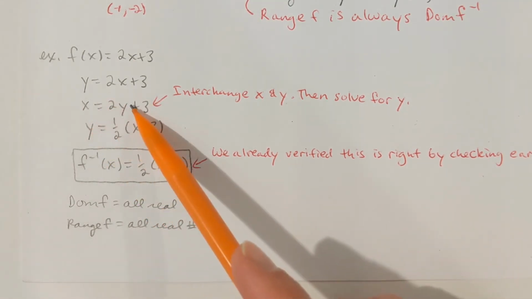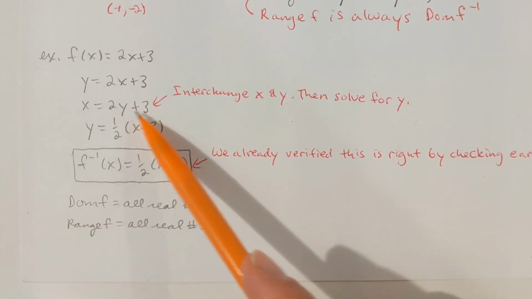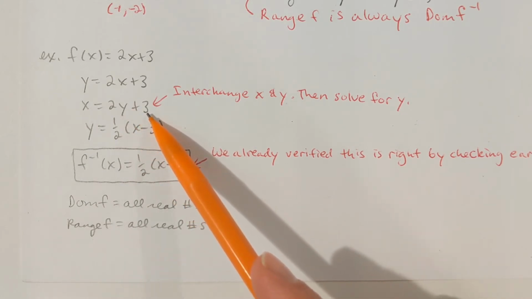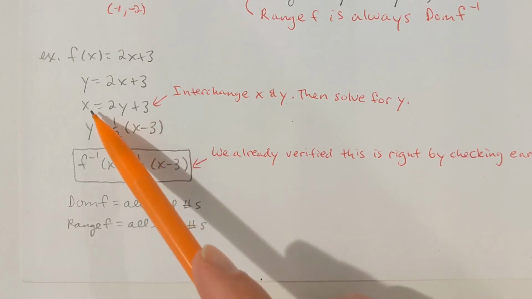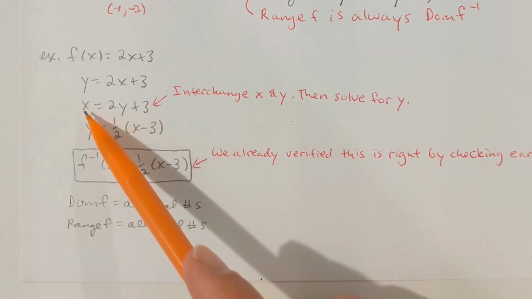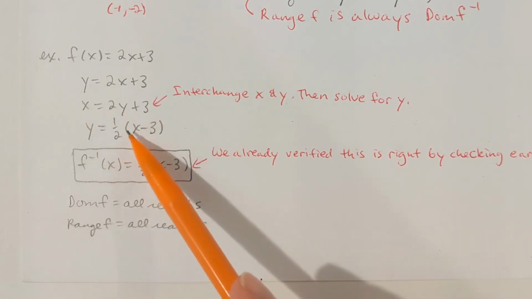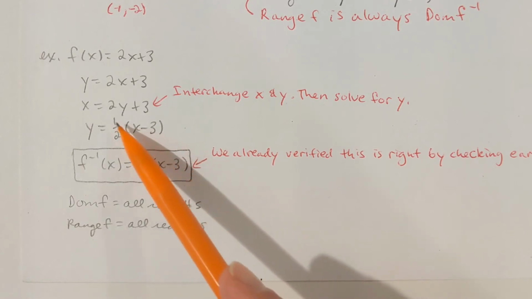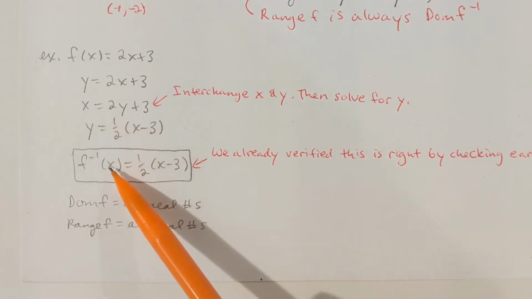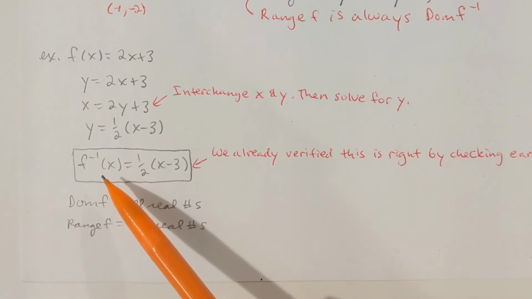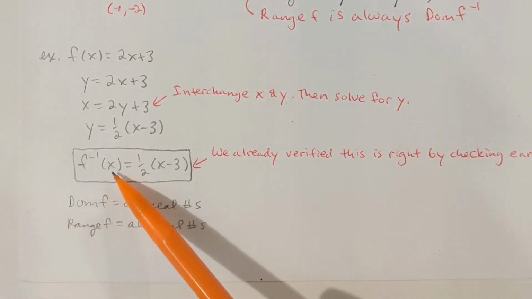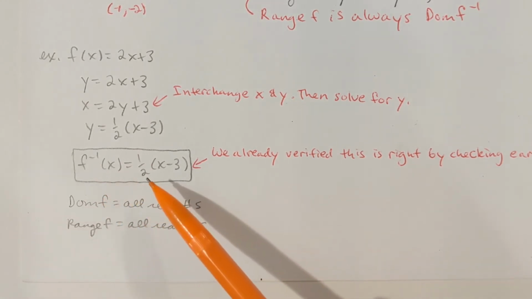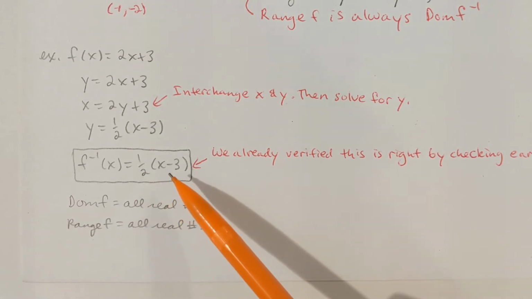So I switch x and y, and now I would have to solve this equation here for y to get the inverse. If I subtract 3 and then divide by 2, y would be equal to 1/2 the quantity x minus 3. And if I wanted to use the inverse function notation, that would be okay. I could call this f inverse of x, which is equal to 1/2 the quantity x minus 3.